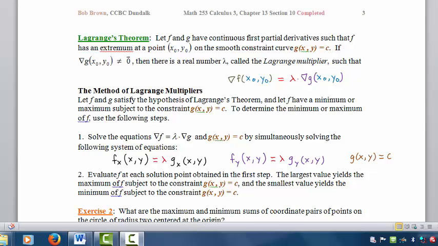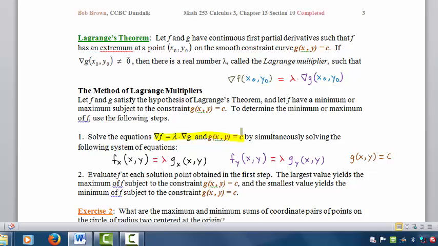Chapter 13, Section 10, Exercise 2. We are going to find the maximum and minimum sums of coordinate pairs of points on the circle of radius 2 centered at the origin. We will use the method of Lagrange multipliers.